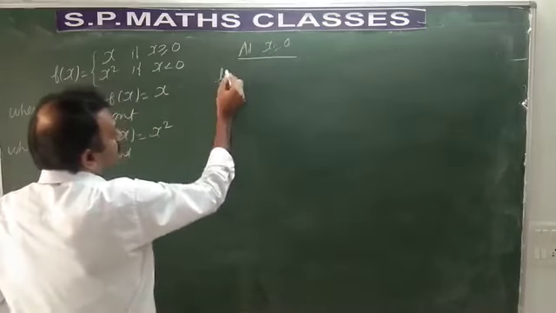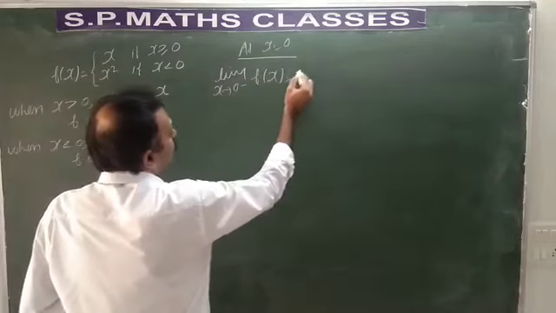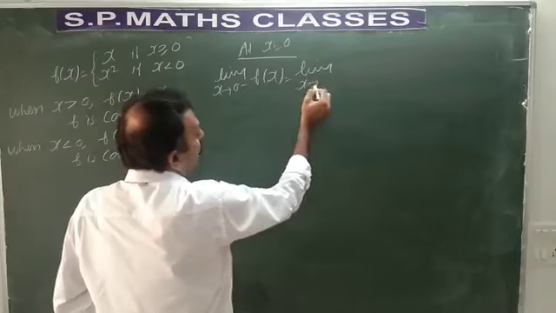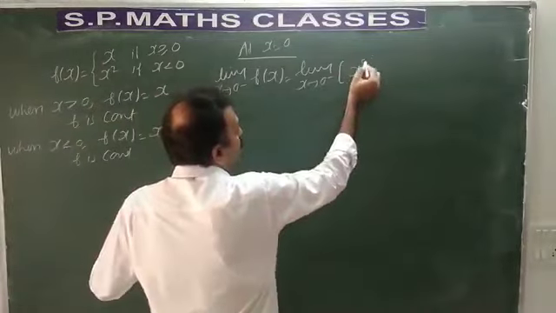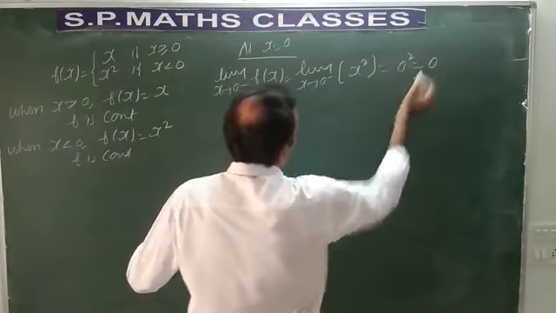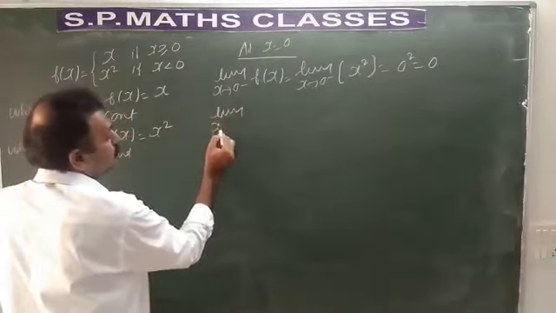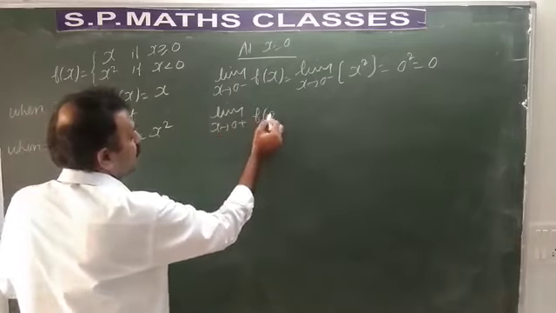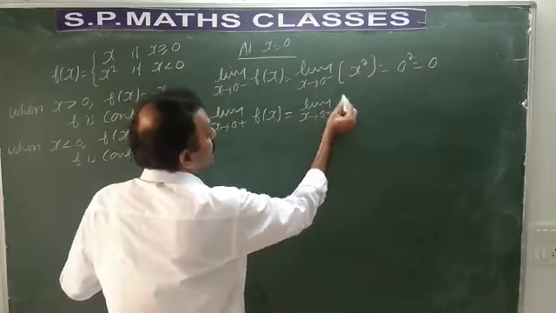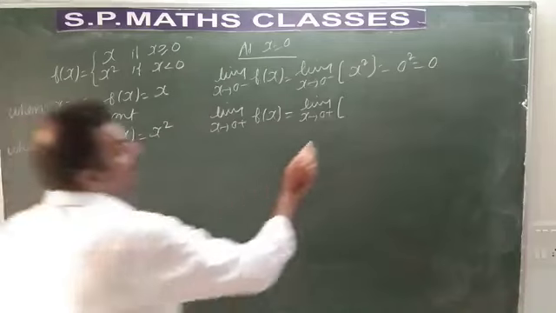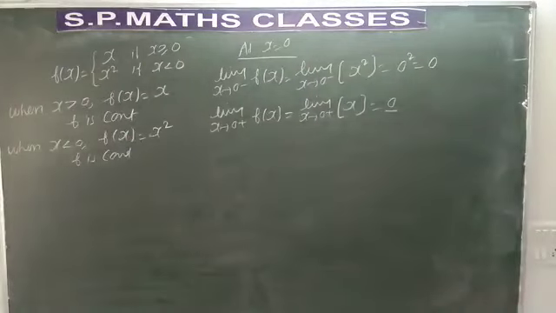Very simple. Limit as x tends to 0 minus of f of x. 0 minus means the left hand limit. Identify the function which is defined for less than 0. For less than 0 it is x squared. 0 squared is 0, so the left hand limit is 0. Let us write limit as x tends to 0 plus of f of x. 0 plus means greater than 0. For greater than 0 it is x. It is 0. So the left hand limit is equal to the right hand limit.